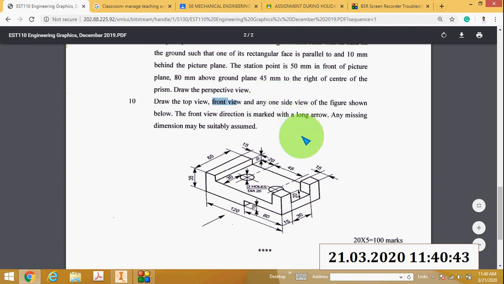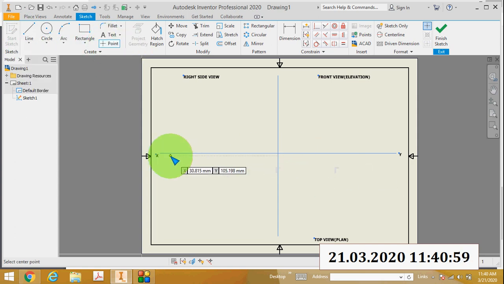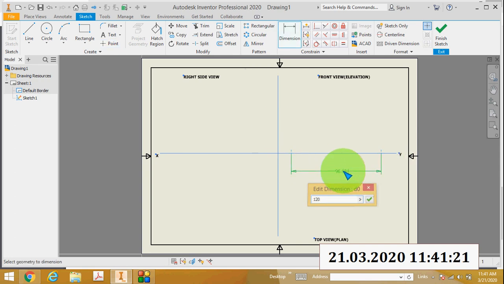So now here I will draw the right side view. First I will draw the front view. The total length of this front view is 120 millimeter. So first I will draw an XY line, then draw a perpendicular line, then mark the views. Here I will draw the front view, here the top view, and here the right side view. So I will mark 2 points on this line, and the distance between these two lines is 120 millimeter.